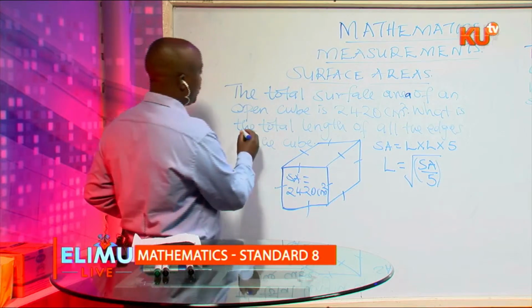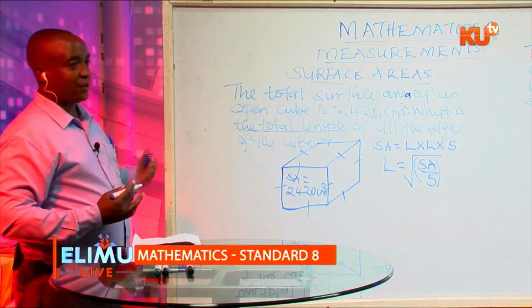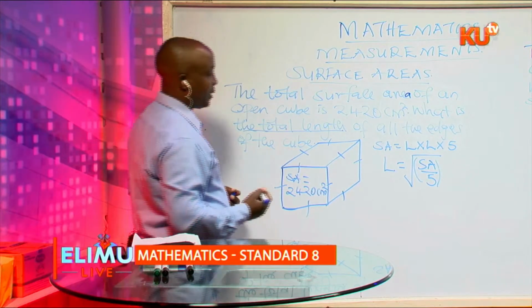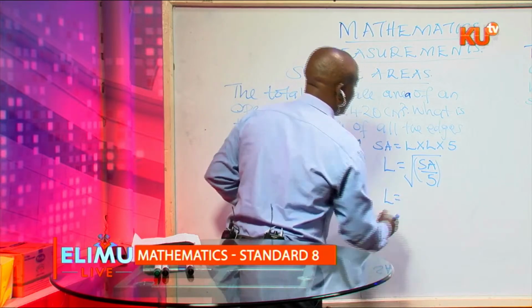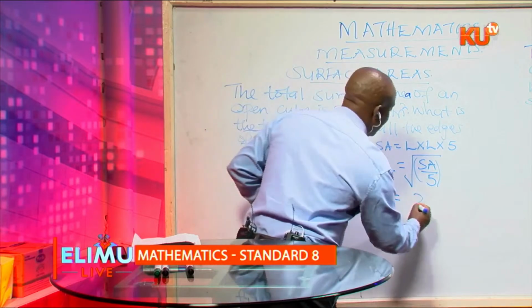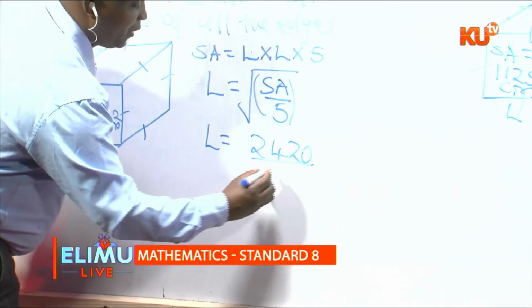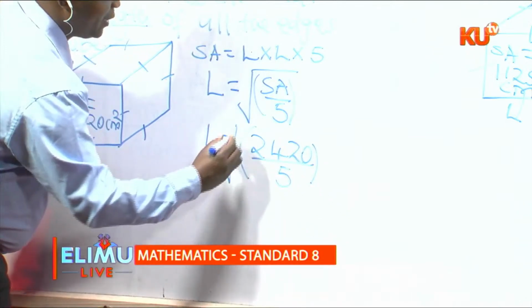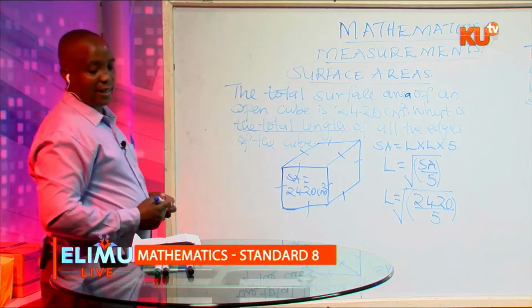But the question is asking for the total length. For you to get the total length of all the edges, you have to get the length of one edge. Then you multiply by the total number of edges. So you take the surface area 2,420 and divide by 5 to get the area of one face. Then we find the square root to get the length of one edge.